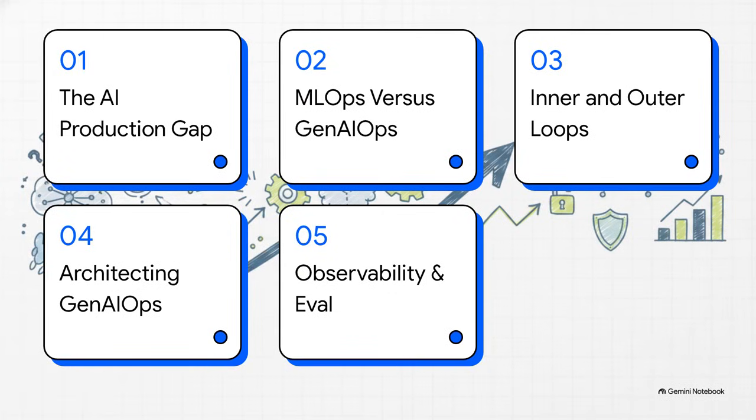To solve this deployment crisis, we're going to cover: 1. The AI production gap, 2. MLOps versus GenAIOps, 3. The inner and outer loops, 4. Architecting for GenAIOps, and 5. Observability and continuous evaluation. We're essentially going to use this blueprint to logically progress from the core problem through the operations of both traditional and generative AI, all the way to securing our safety net.